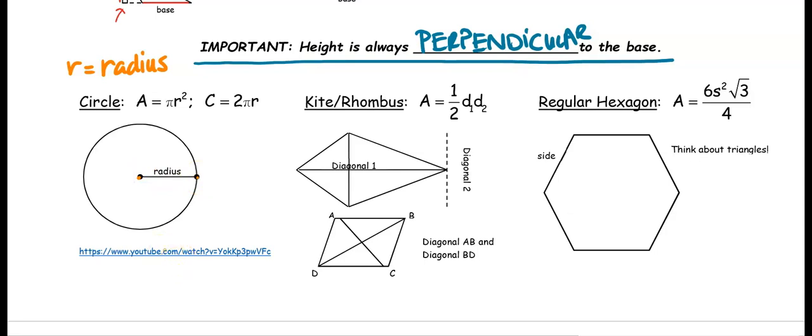Here is a little demo. This YouTube link right here explains the formula for the area of a circle. I emailed out the Word document so you can click on that YouTube video and watch it if you would like to help understand that.